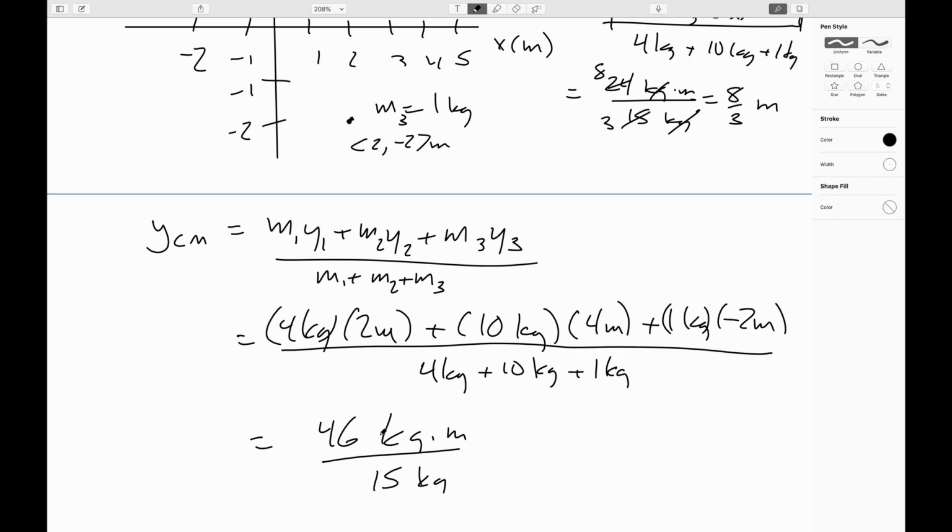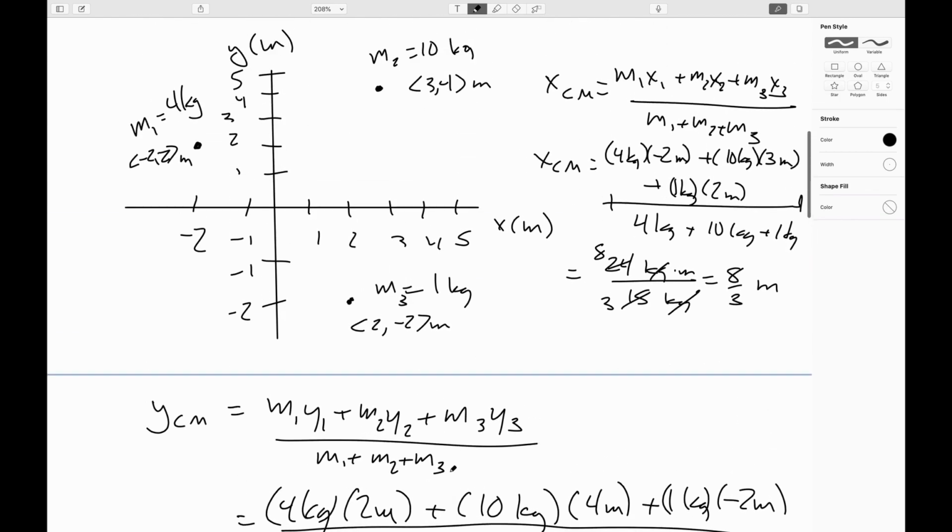kilograms. It's not that pretty. It's going to be a shade over 3. It's 3 1/15 meters. So we can locate our center of mass and get that it's going to be a little short of the 2, just a titch over the 3 there. So that turns out to be where our center of mass is located. And if you have 3 objects, it will always be the case that the center of mass will be inside the triangle.